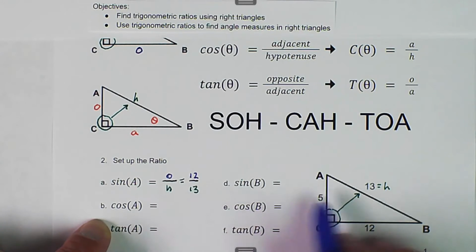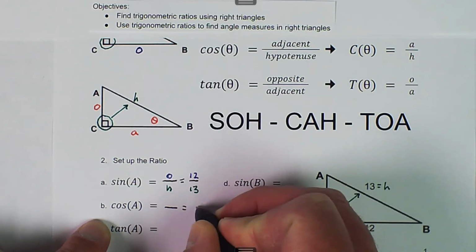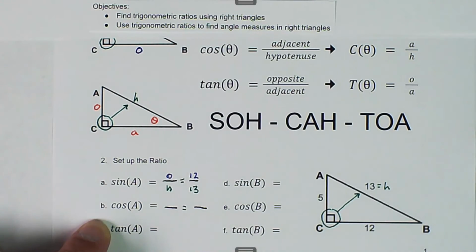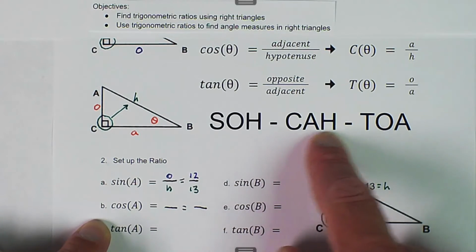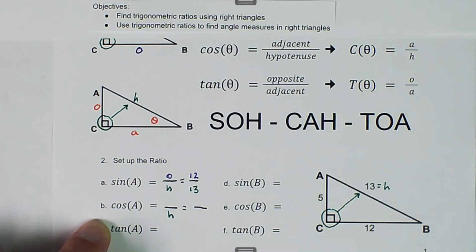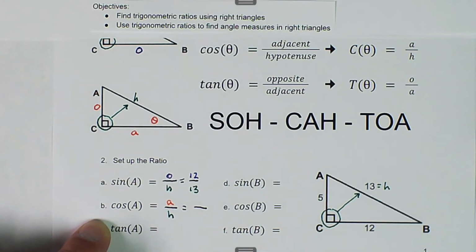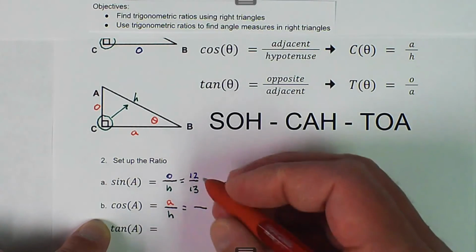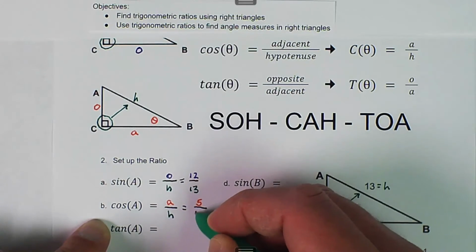Now we have the cosine of A. We're still talking about angle A, and we're still going to come up with our fraction and write the values in. Cosine is adjacent over hypotenuse. So hypotenuse is in the denominator, adjacent is in the numerator, and adjacent to A is going to be 5, and the hypotenuse is still 13.